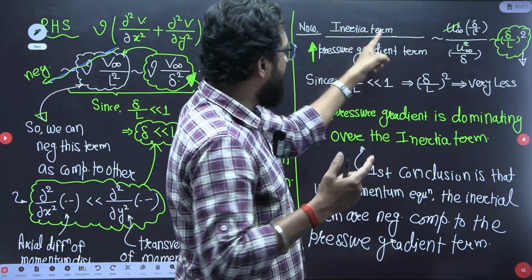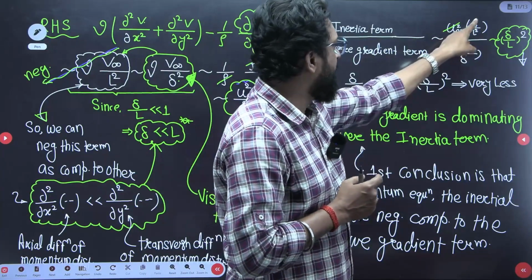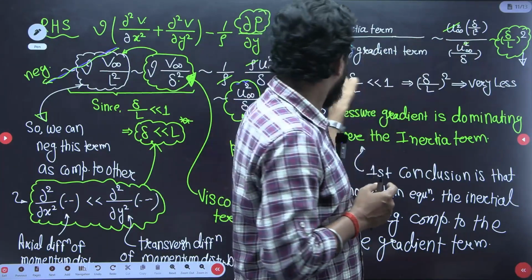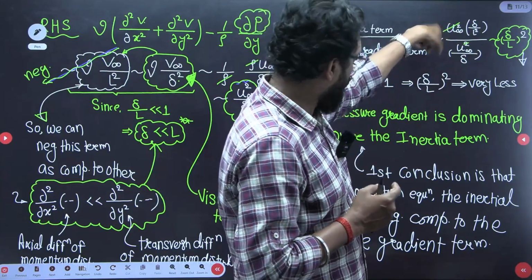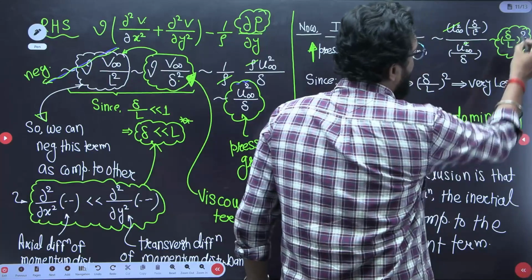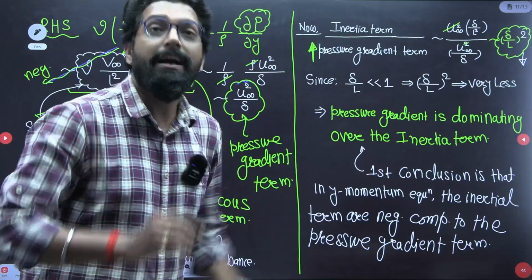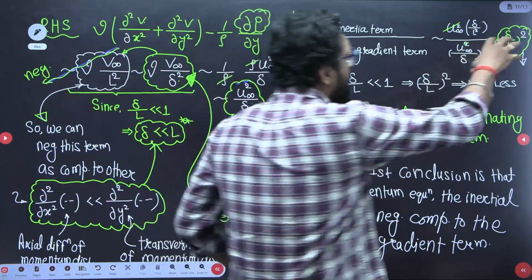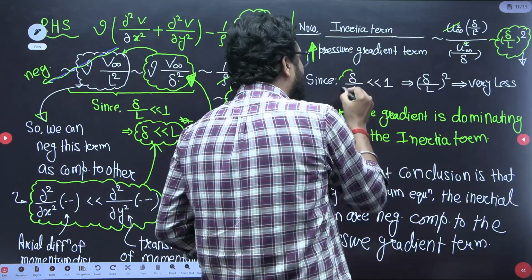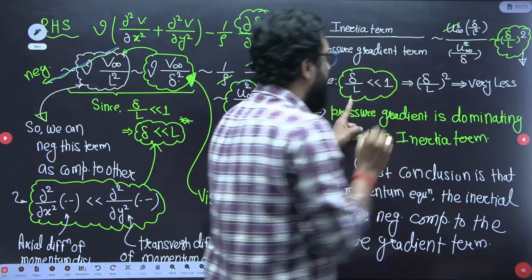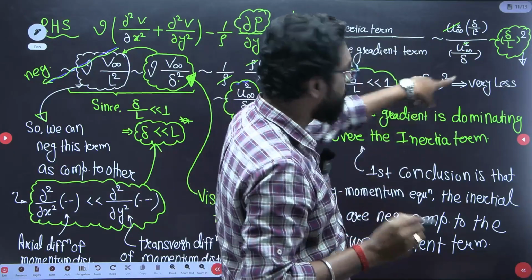What is the inertia force? U infinite square delta by L square. What is the pressure gradient term? U infinite square by delta. If you solve this, you get delta by L whole square. Now you know that delta by L is less than 1. That means delta by L whole square is very small.